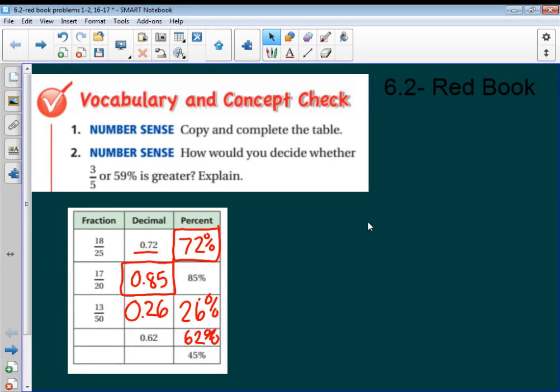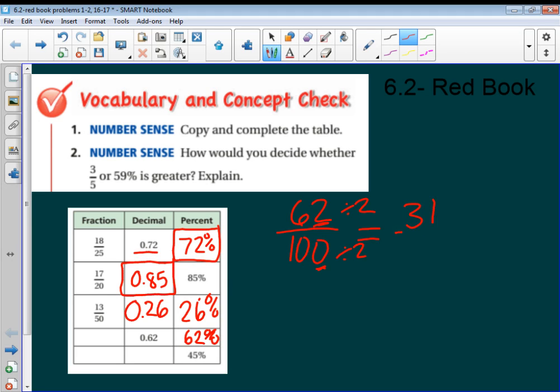And then if I have 62%, that's the same as 62 over 100. I could leave that as a fraction, but I will also reduce it down. Let's divide by 2 because these are even numbers here. I take 62 divided by 2, that's equal to 31, over 50. I cannot reduce that down, so I write 31 over 50.